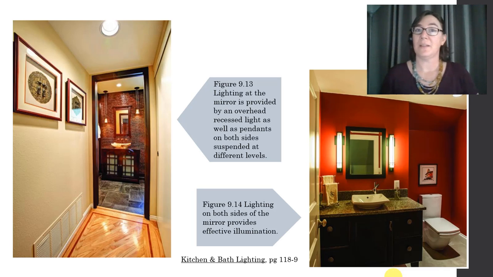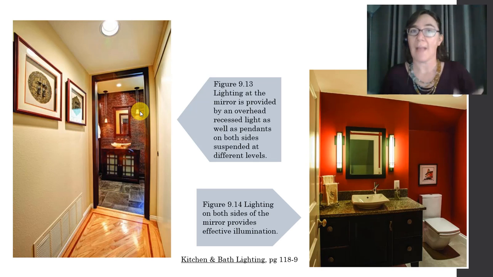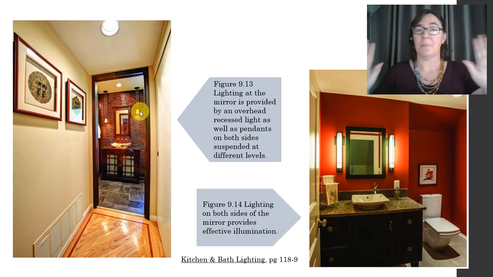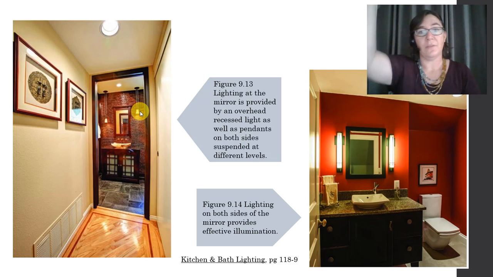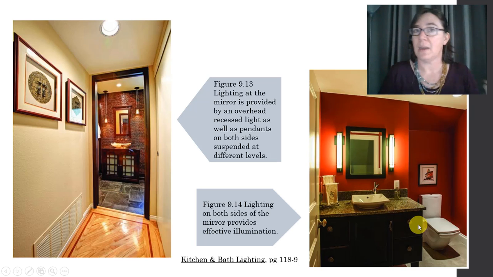So let's take a look at some examples. On the left, we have lighting at this mirror area provided by an overhead recessed light, and we've got pendants on both sides. So that's going to be the direct, and it's a combination of lighting from the sides and lighting from overhead. On the right-hand side, we see a common and well-lit grooming station with lighting on both sides of the mirror.